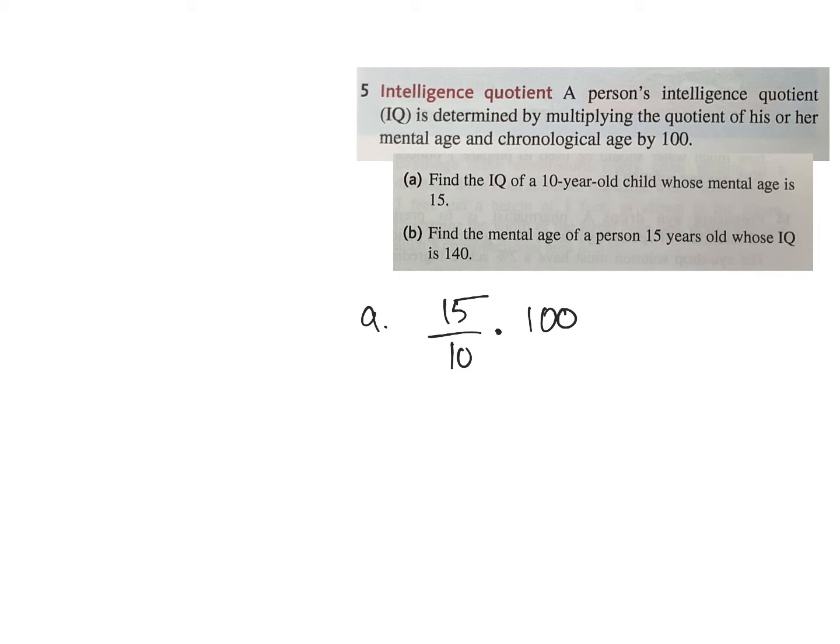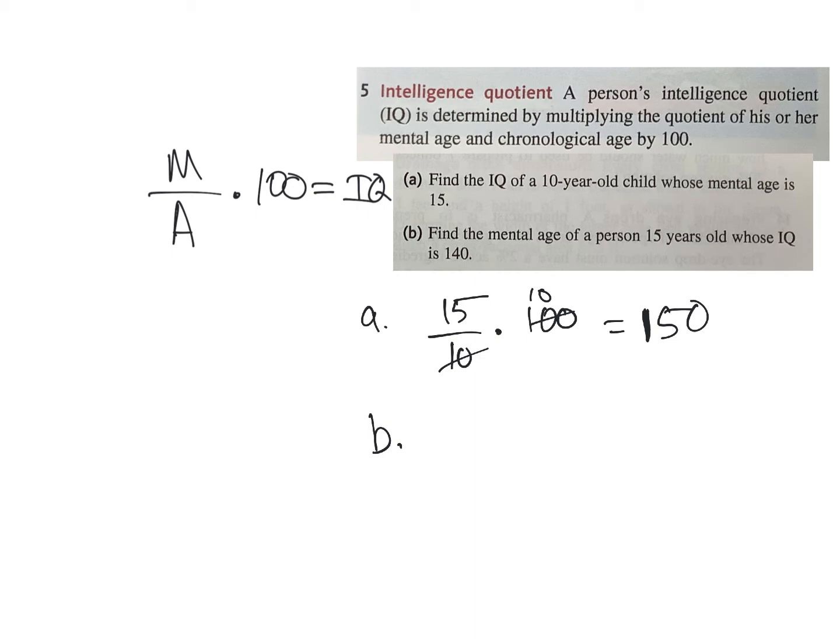But you can see how easy this would be. 100 divided by 10 is going to give me 10. So 15 times 10 is 150. So this 10-year-old has an IQ of 150. All right, so part B. Find the mental age of a person. So let's look at the formula here. It's your mental age divided by your actual age times 100. That's going to equal your IQ.